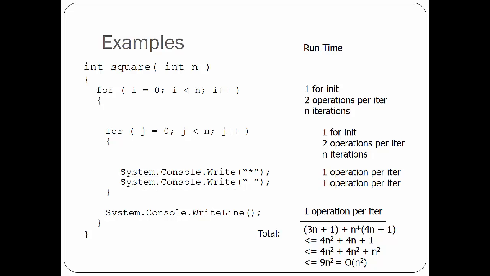Realizing that the growth rate of 1 is less than that of n squared, and that the growth rate of 4n is less than that of 4n squared, we replace these with the higher growth rates, sum them all together, and end up with 9n squared, which is big O of n squared.